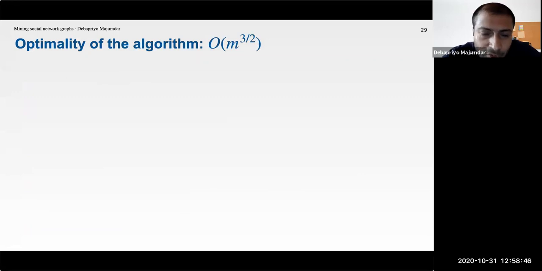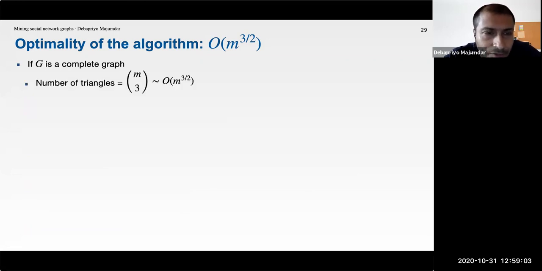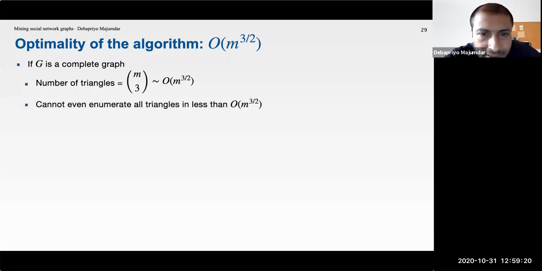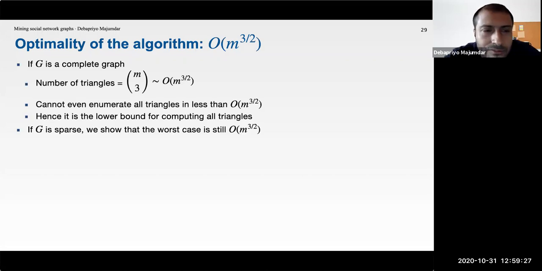Now the point is the algorithm looked pretty simple and straightforward. Just the complexity analysis was careful, but it turns out that this is the best you can do. So suppose G is a complete graph, then the number of triangles is actually m choose 3, right? All possible triangles are there, and that is order m to the power 3 by 2. So if the number of triangles is order m to the power 3 by 2, you cannot do better than that, right? Even to count all the triangles, you have to do this. So you cannot even enumerate all triangles in less than that. So the lower bound is order m to the power 3 by 2. Now obviously a complete graph is not what we'll get generally. So obviously the worst case for any graph is order m to the power 3 by 2.